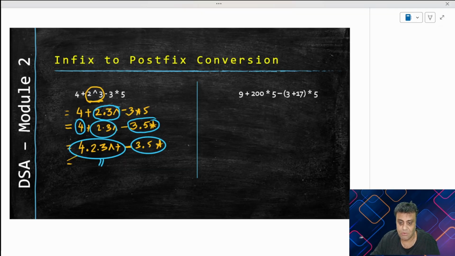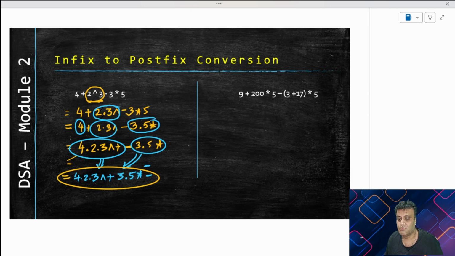So we will bring this down, then we will bring this down, and then we will put a subtraction sign at the end of it. So we will write 4.2.3, then we'll put the exponent sign, then we'll put the plus sign, and then we will write 3.5 star, and then we will put the minus sign that needs to go to the rightmost portion of it. So now this particular thing becomes one big number, right? So this is the solution of the postfix conversion of the original expression that we started with. So the infix has now been converted to the postfix notation.